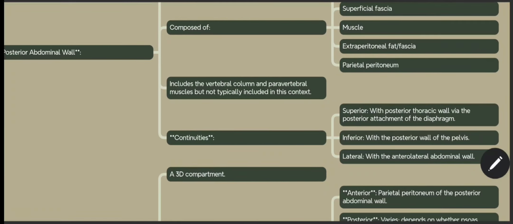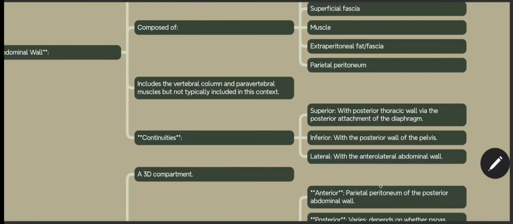What are the continuities of the posterior abdominal wall? Superiorly with the posterior thoracic wall via the posterior attachment of the diaphragm. Inferiorly with the posterior wall of the pelvis. Laterally with the anterolateral abdominal wall.